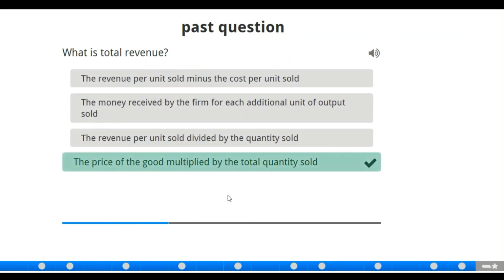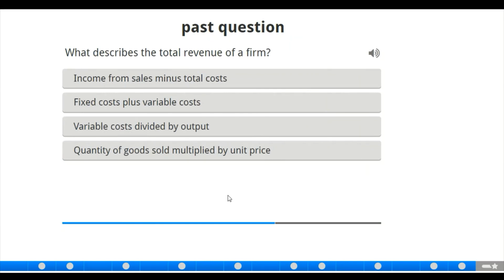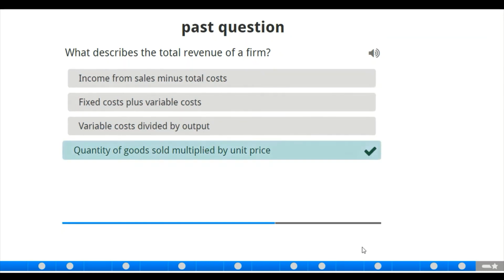Now, the second question we have, what describes the total revenue? This one is also related to the definition of revenue. Now, what describes the total revenue of a firm? Income from sales minus total cost, is that so? No. Fixed cost plus variable cost, no. Now we have variable cost divided by the output. No, that one is average variable cost. And we have the last option to be quantity of goods sold multiplied by the unit price. Of course, that is the definition of total revenue.